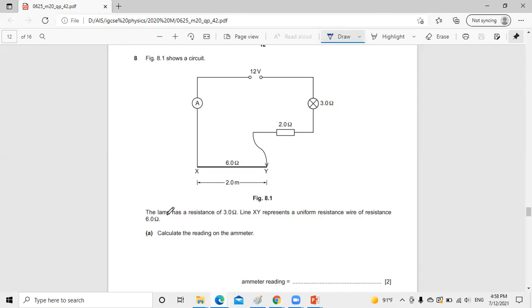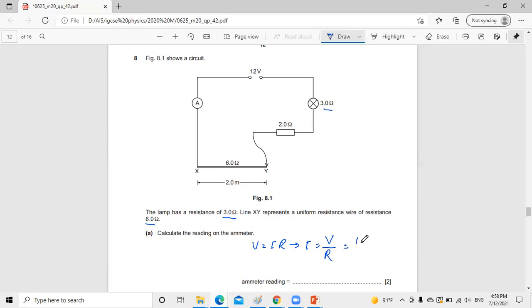The lamp has a resistance of 3 ohm. A line XY represents a uniform resistance wire of resistance 6 ohm. Calculate the reading of the ammeter. To find the reading of the ammeter, I have to know Ohm's law, V equals IR. That means the current is equal to the total voltage divided by the total resistance for the whole circuit.